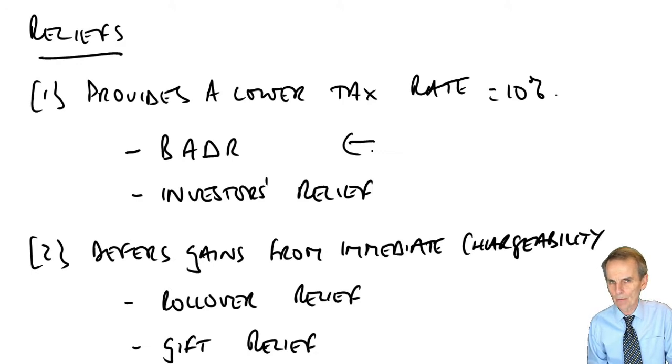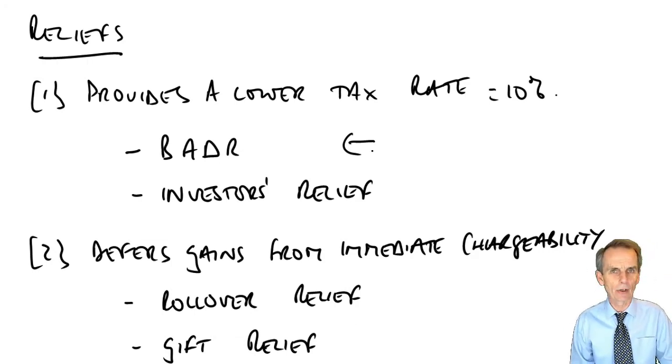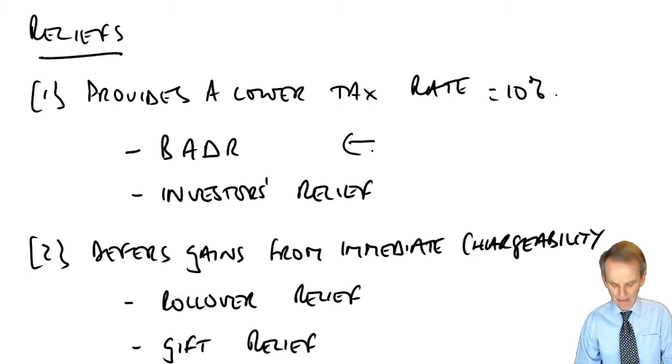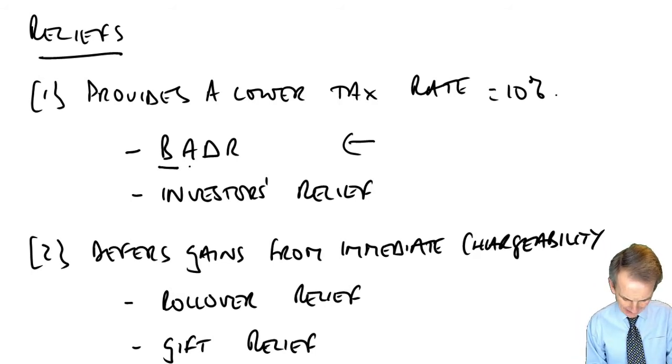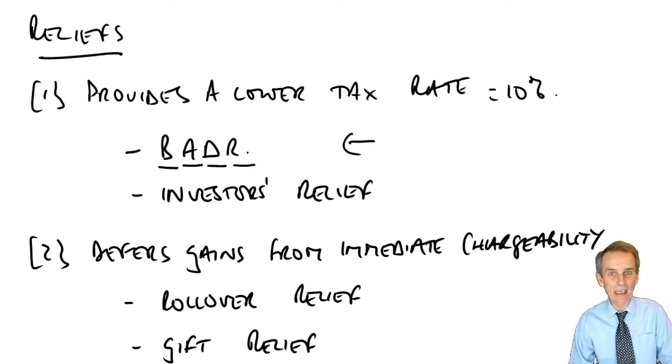If any of you have any prior knowledge of this subject area from FA2020 or before, what we used to have was something called Entrepreneurs' Relief. A good European, a good French word there, the entrepreneur. Well, whether it's anything to do with Brexit or not, we dropped the French word. And what we now have is this, Business Asset Disposal Relief, which is a pretty obvious statement. We're going to get relief on the disposal of business assets here.